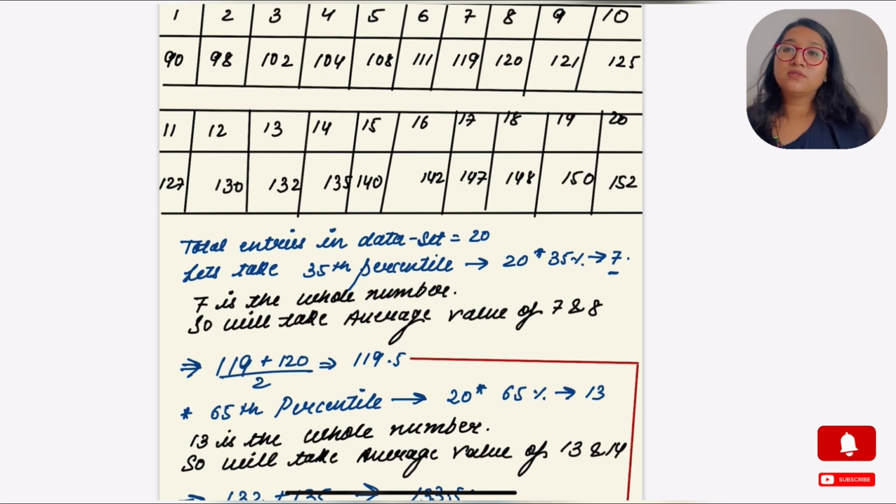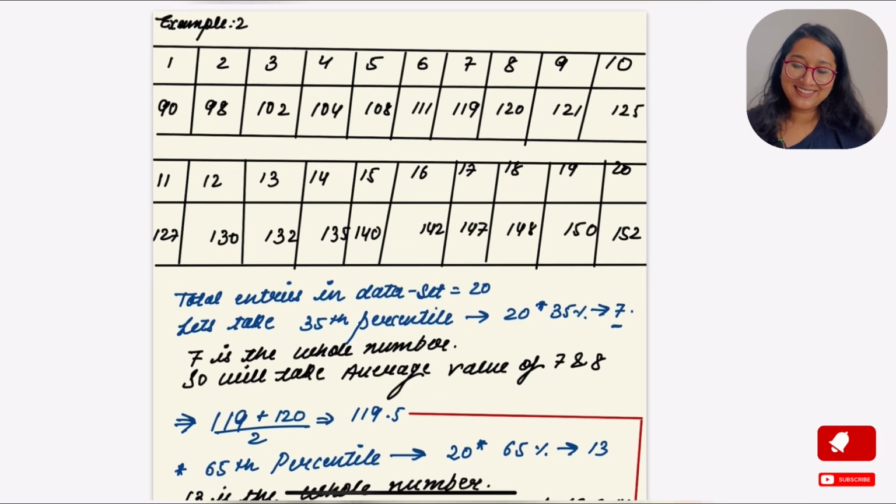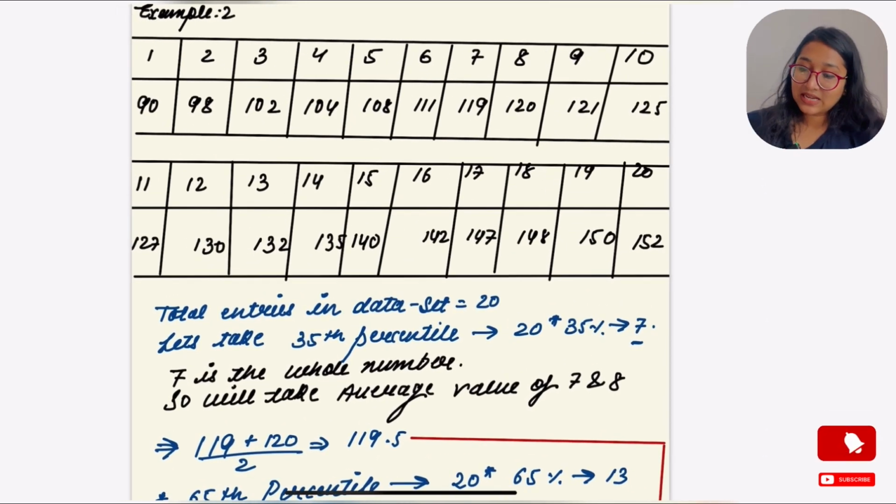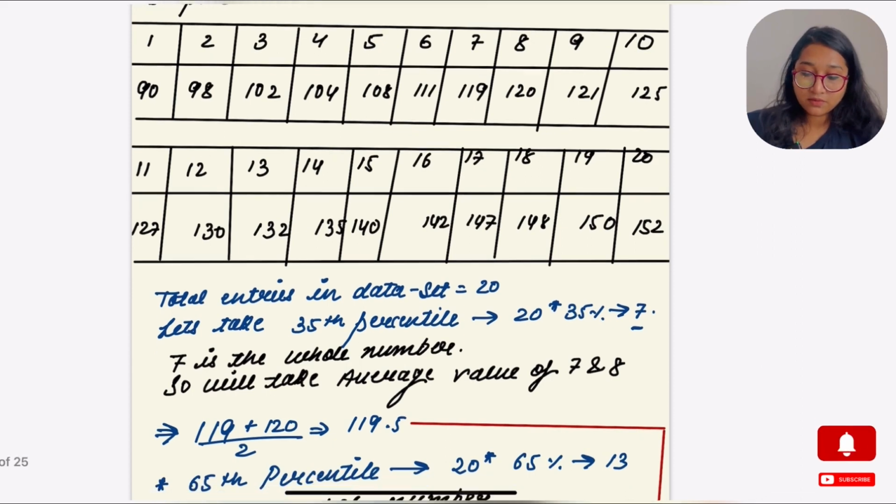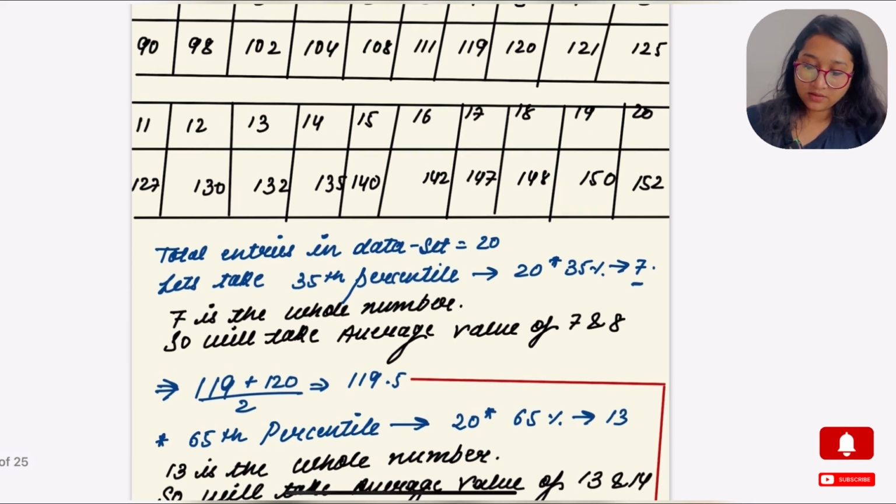Earlier the question came where the range is not a whole number, right? And then we have to take the next higher value. But what if 35% and 65% of the total data value comes out as a whole number? Again I have data in ascending form, and the total entries in the data set are 20 in number.